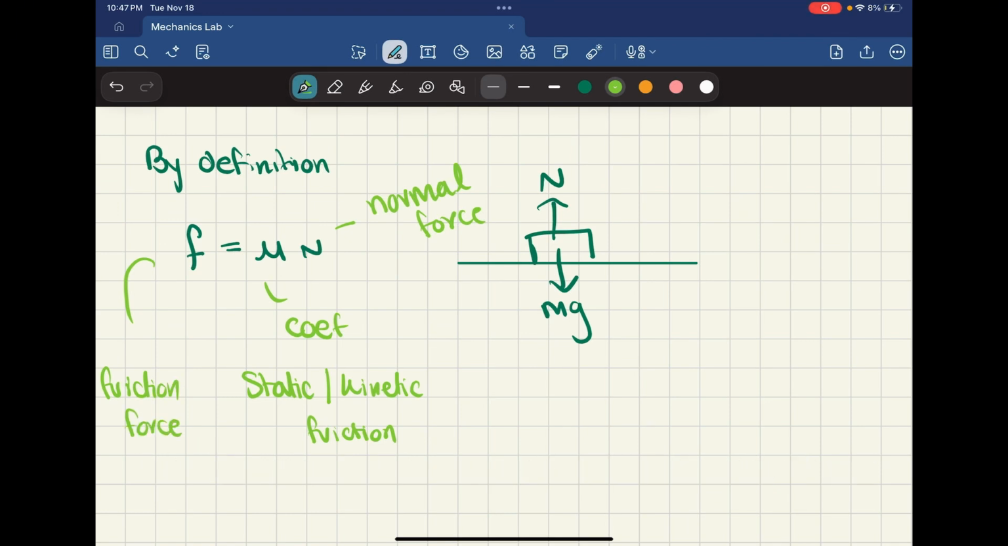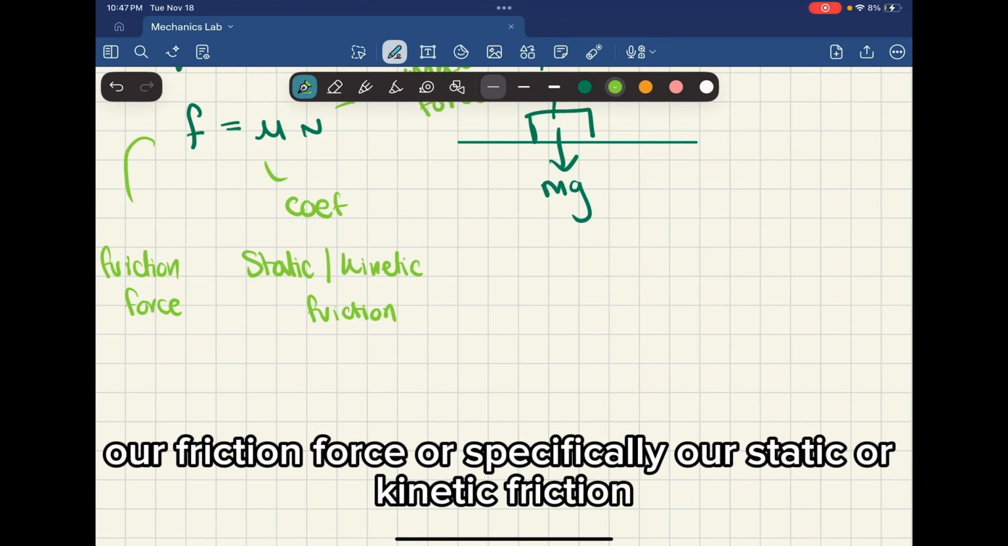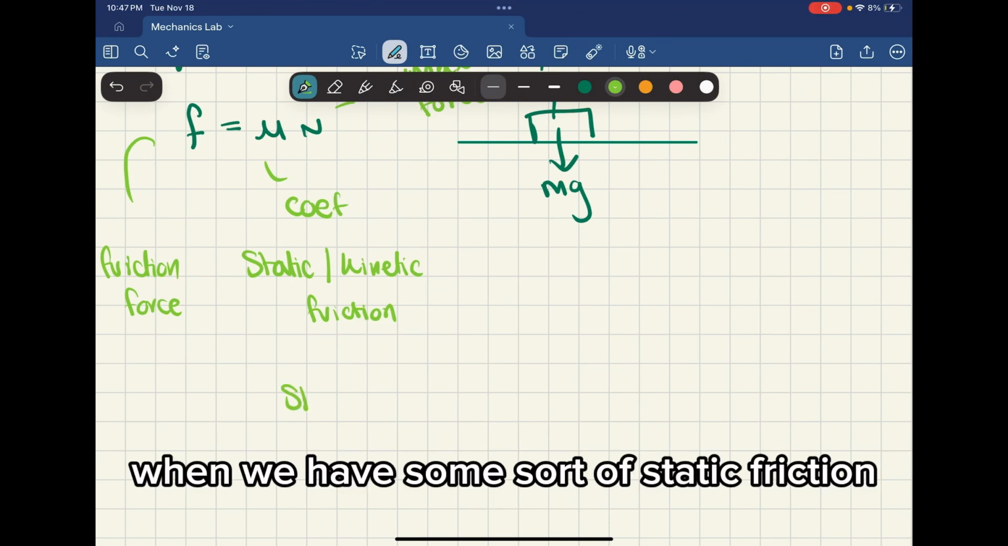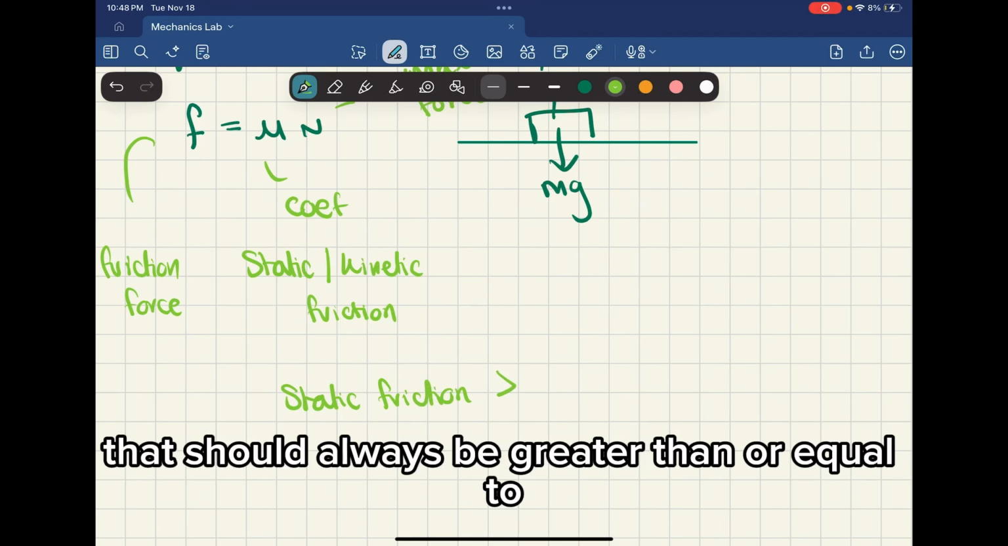Another thing to note, our friction force, or specifically our static or kinetic friction, when we have static friction, that should always be greater than or equal to at least our kinetic friction.